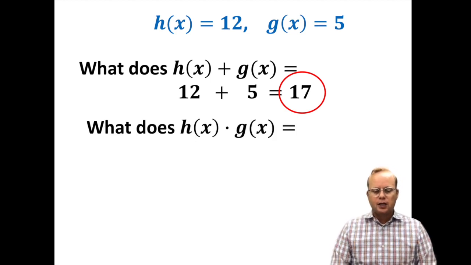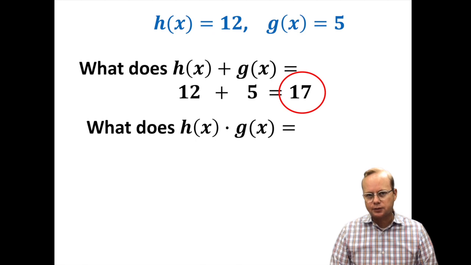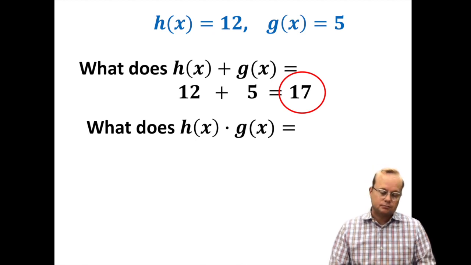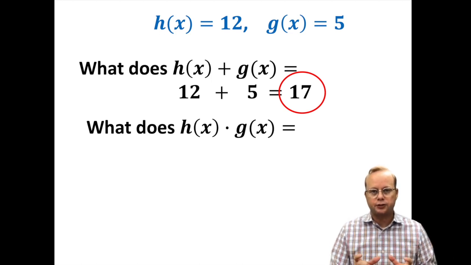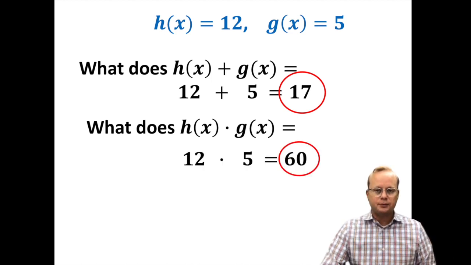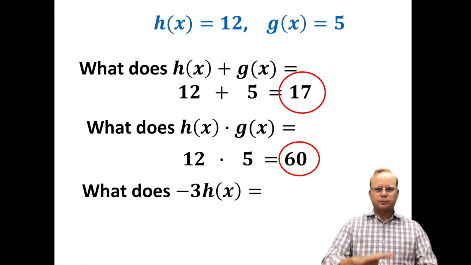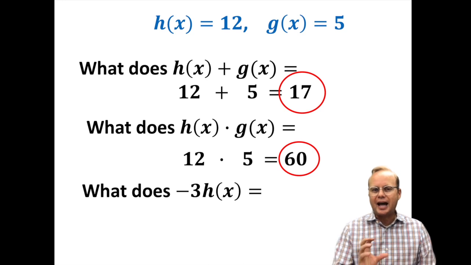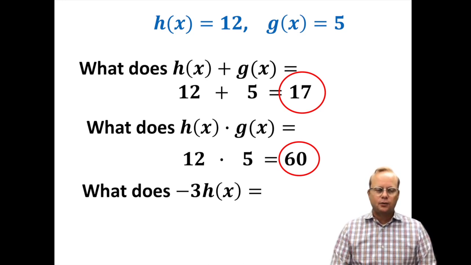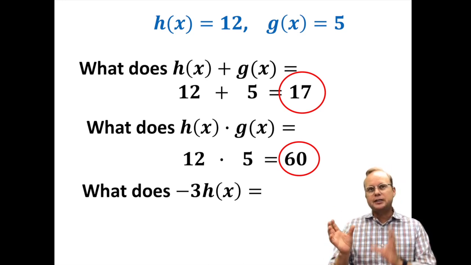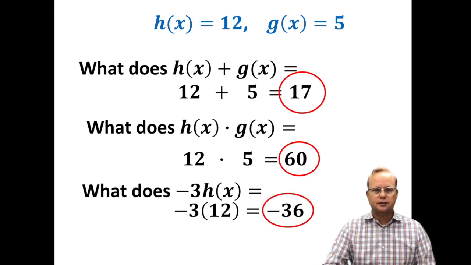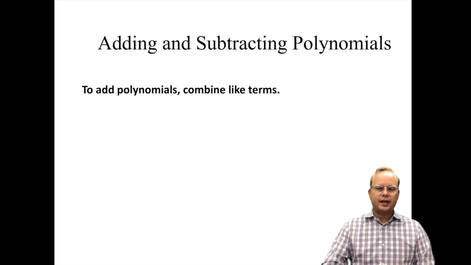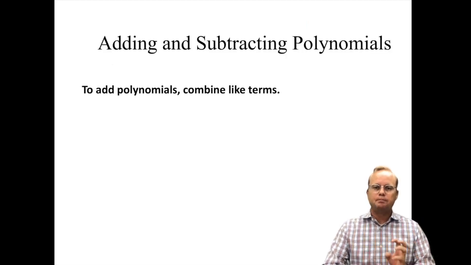Let's do another one. What if we did h of x times g of x? That's pretty much the same process, except instead of adding the two together, we're going to multiply the two. So 12 times 5 gives us 60. And then what if I threw a curveball at you and asked, what is negative 3 times h of x? We know h of x is 12, so negative 3 times 12 should give me negative 36.